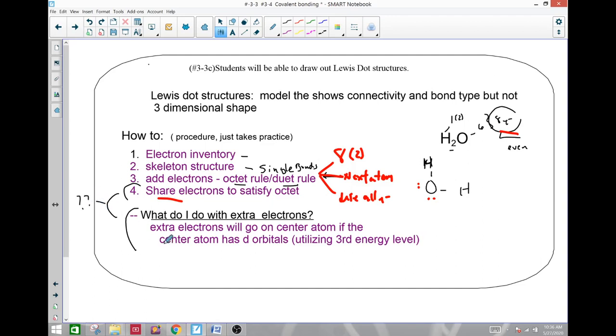Here we're going to form doubles and triples. Here we'll put them in the central atom. You can feel free to put that in your notes if you'd like, but we'll show examples of that coming up in two seconds.